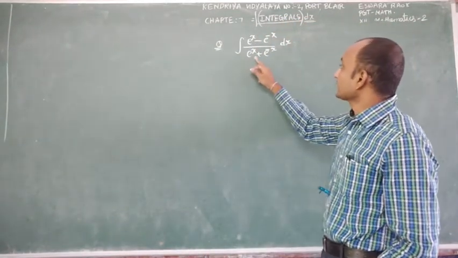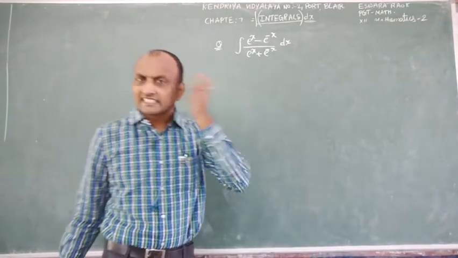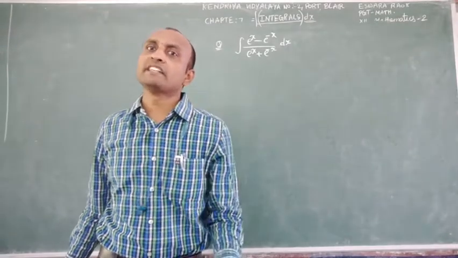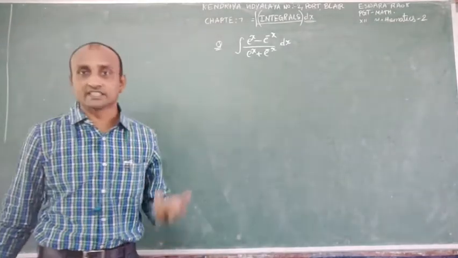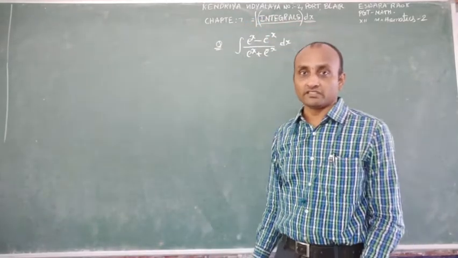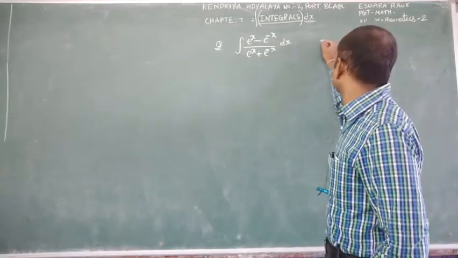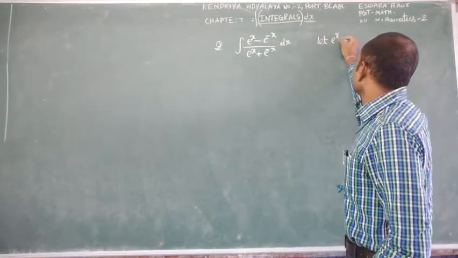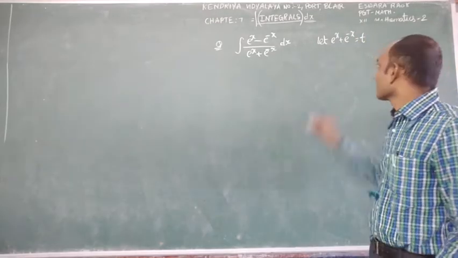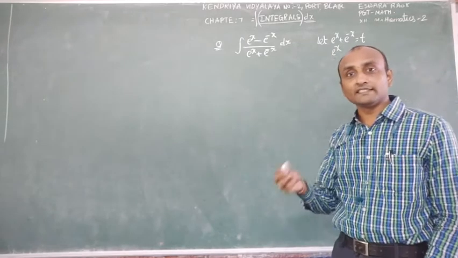So what is the derivative of e power x plus e power minus x? Whatever you are assuming as t, the function's derivative must be there. Run it in your mind itself so that you can immediately take a decision. In that way, you must be perfect in derivatives. So, what is the derivative of e power x plus e power minus x? The derivative of e power x is e power x. The derivative of e power minus x is minus e power minus x.